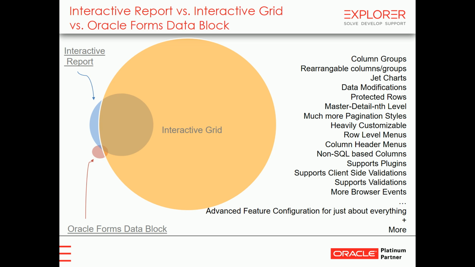It can support non-SQL based columns, so columns which do not originate from your SQL query. I remember on occasions I've selected a column called null from my query just to repurpose that column. Now you don't need to do that. Interactive Grid supports plugins, it supports client-side validations, it supports server-side validations by the editable region attribute. It's got lots of browser events. I'm expecting more in the new releases, and if you want even more features, look at the advanced configuration section. There's plenty of features within there.